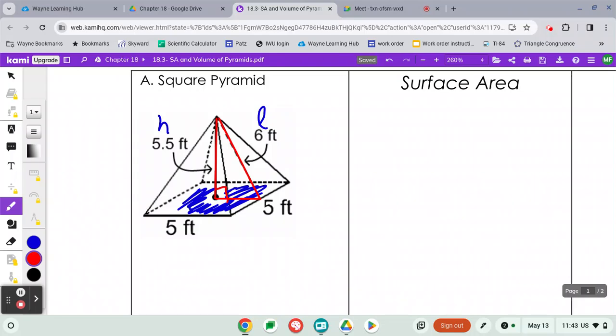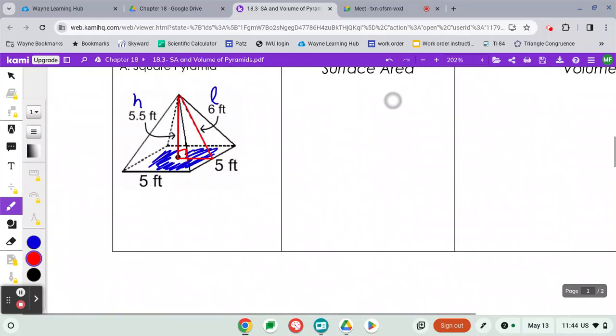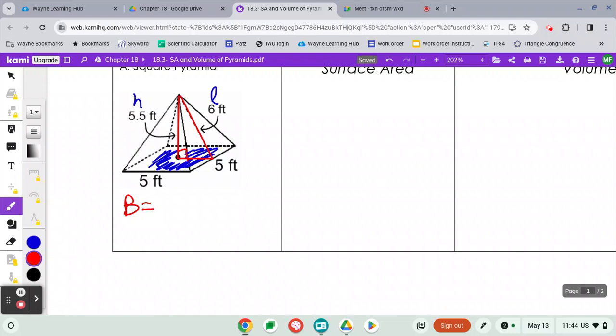Now, on this right triangle, which would be the hypotenuse? The 6, or the slant height. So what does that tell us about slant height compared to height? Slant height will always be bigger. Yep. It always is bigger than the height. So just remember that. Now, do we need that for this problem? Not really.